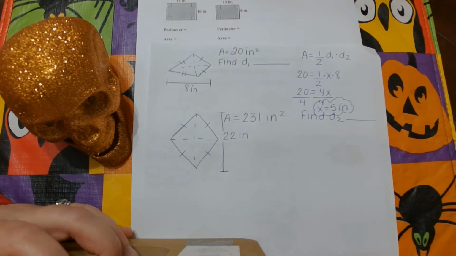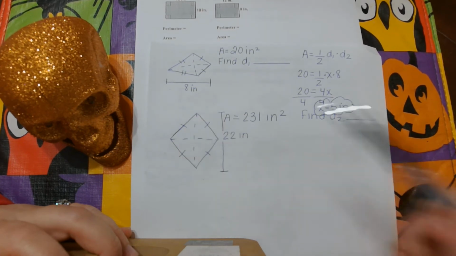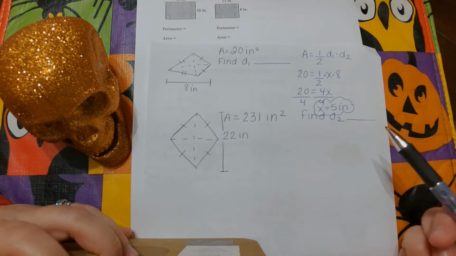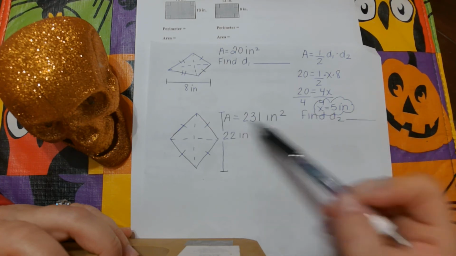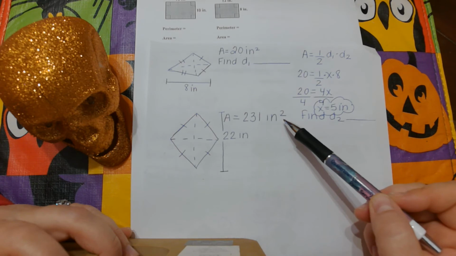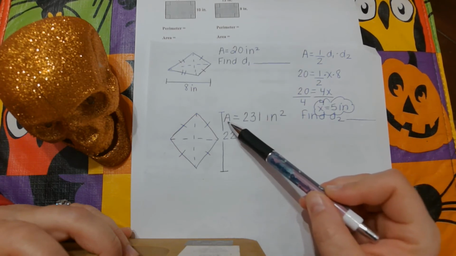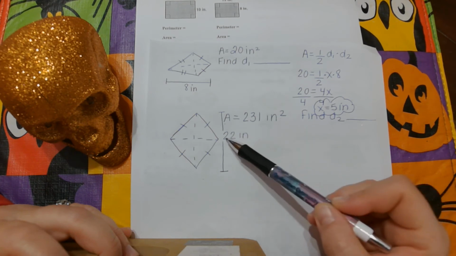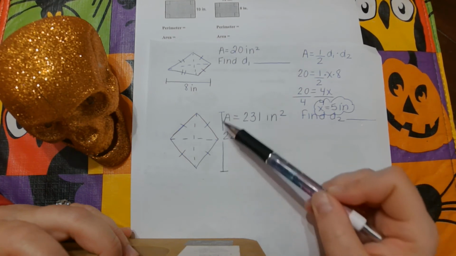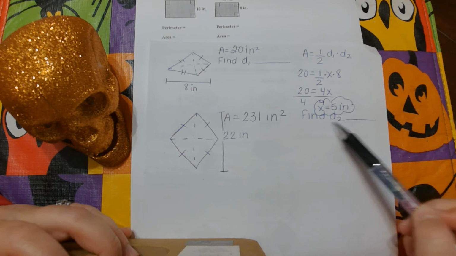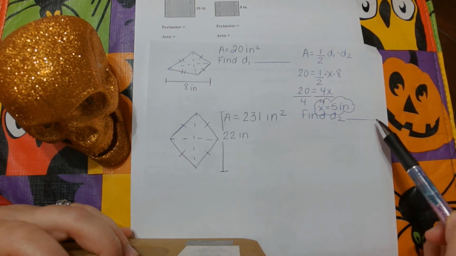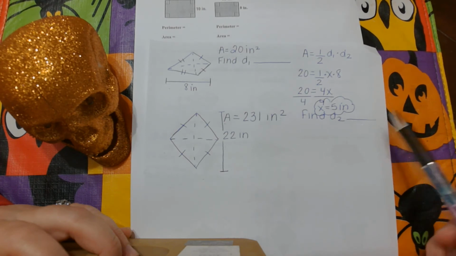Again, you'll have to copy it down. This one is actually a rhombus, but since the area formula is the same, you're going to do the exact same thing. And in case you can't read my writing, this says that the area equals 231 inches squared. And then it's giving me a diagonal going up and down of 22 inches, asking me to find the other diagonal. So again, I would pause the video, do your work, and then come on back and check your answer with me.